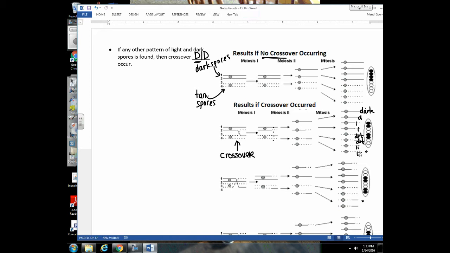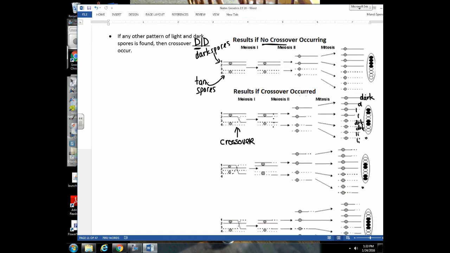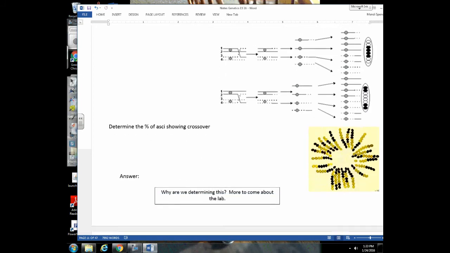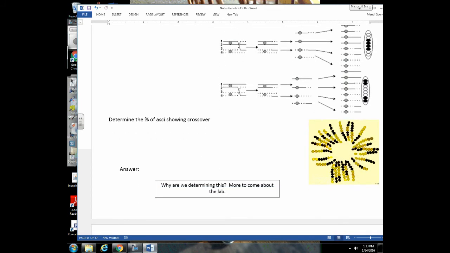And you can take a look at the other diagrams because they're showing you different ways that these homologs can cross over. Due to these different ways they can cross over, we get these different patterns. Okay? So basically, any pattern other than a 4 and 4 is due to crossing over that has taken place.